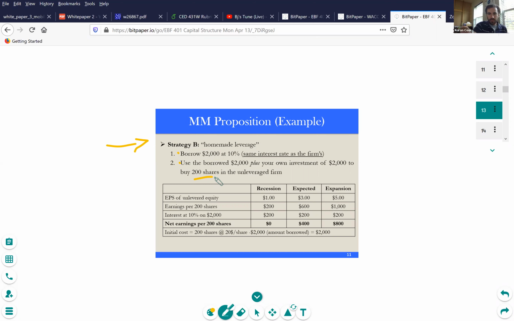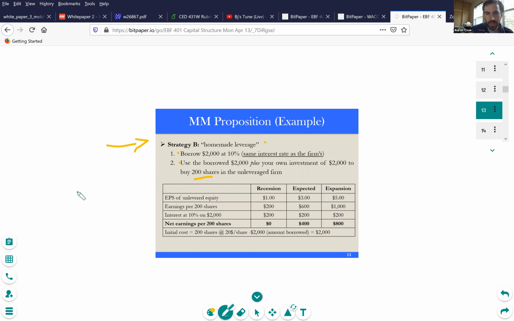And so this strategy is called homemade leverage, because the investor himself, his actual investments are not levered up. The stock or the equity of the firm that he's investing in is not levered up. The firm hasn't borrowed, but instead the investor is actually replicating the returns to what that stock would be if the firm was levered up. So instead of the firm borrowing and the investor investing in the levered firm, the firm is not borrowing, but the investor is borrowing to invest in the unlevered firm.